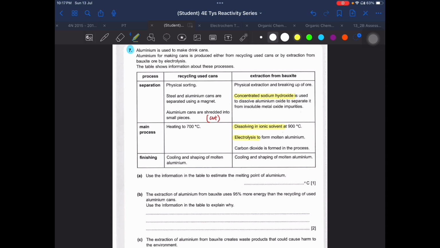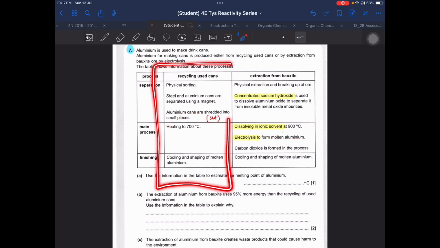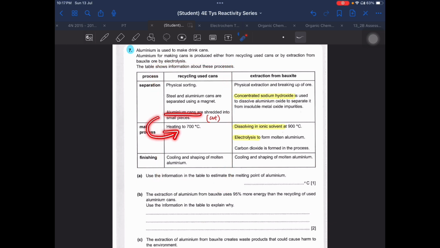Based on this entire question, we can see that in order to extract aluminum, a certain high temperature seems to be required. But do take note that for the first method, using used cans, you are using aluminum, heating it up to 700 degrees Celsius, followed by cooling and shaping of the molten aluminum. Molten means that it's in liquid form. Then now let's take a look at the question.